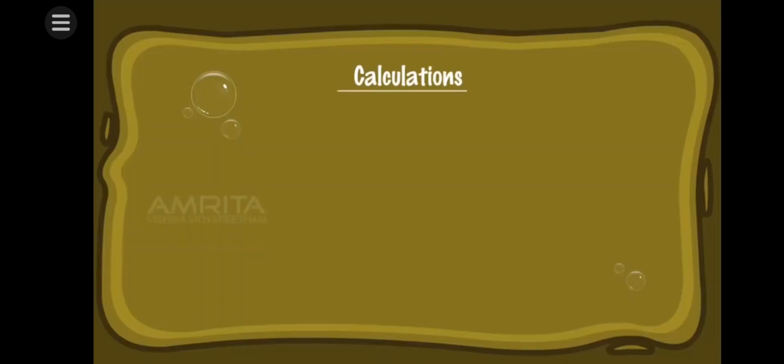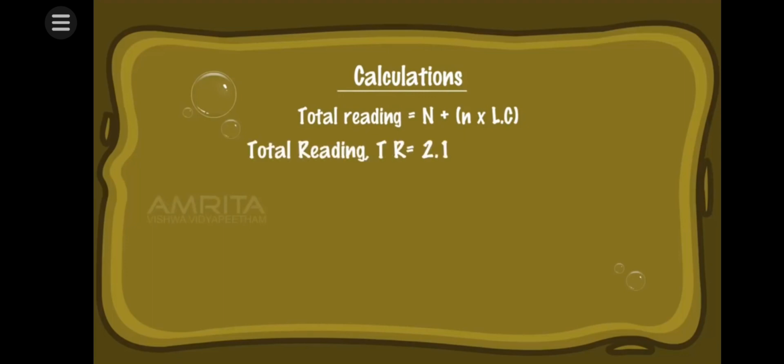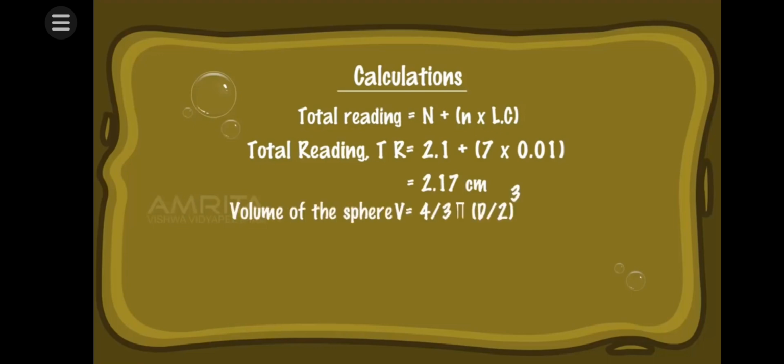Calculation: total reading is equal to n plus n into least count. Total reading TR is equal to 2.1 plus 7 into 0.01, which equals 2.17 centimeters. Volume of the sphere V is equal to 4 by 3 pi into D by 2 the whole cube. V is equal to 4 by 3 pi into 2.17 divided by 2 the whole cube, which is equal to 5.3476 centimeter cube.